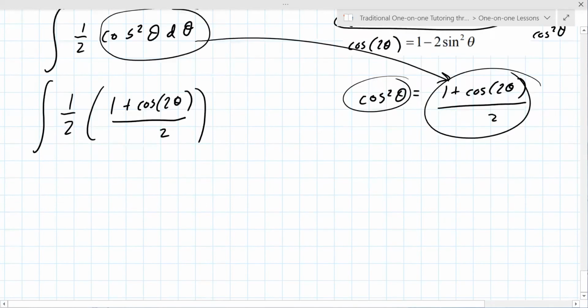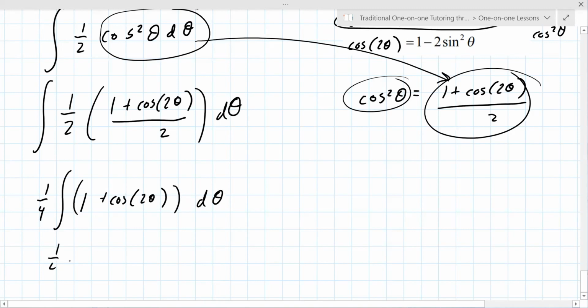What happens to d theta? It's still there. Sorry, it is still there. Yeah, you better write that. The instructors will mark you for that for sure. So it becomes 1/4. I'm going to put the 1/4 on the outside. 1 plus cosine 2 theta d theta. So this becomes 1/4 antiderivative now. Theta plus sine 2 theta, but the chain rule requires you to put a 1/2 there. And this is plus C.